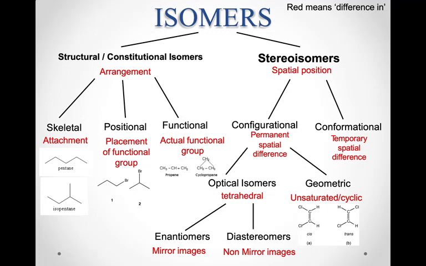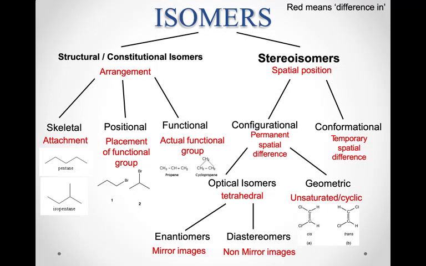Positional is defined by the placement of the functional group, and functional is the actual functional group which is present in the compound. It can be propene, or it can be cyclopropane, but the atoms used are the same. Stereoisomers is the spatial position. It can be mainly divided into two: configurational and conformational. Configurational is the permanent spatial difference, and conformational is the temporary spatial difference.